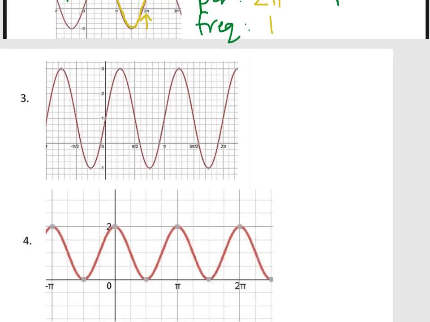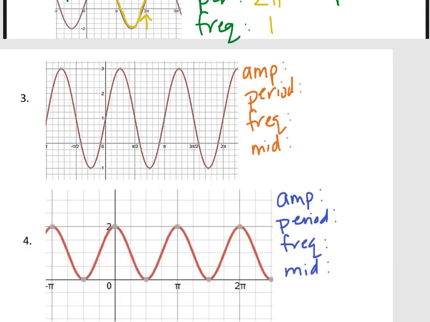Let's go through those same vocabulary words. Again, I typically start with midline, and it's just kind of an eyeball. Where would be the middle of this graph? The midline is happening at 1, and I go all the way up to 3. So the difference between there, I have an amplitude of 2. Again, period, how long until I start repeating? So there's 1 full cycle. Looks like that happened at pi. So then how many of those do we go through until we get to 2 pi? In this case, it would be 2.